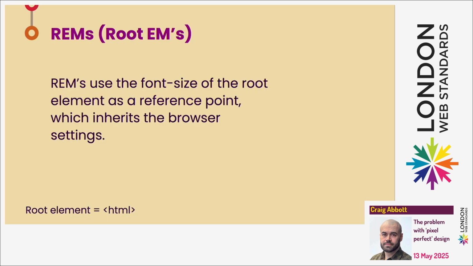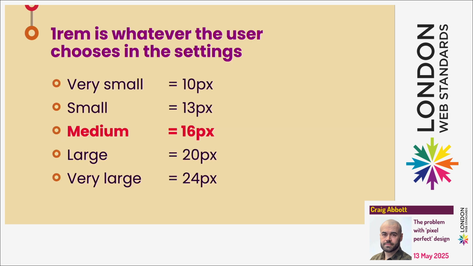So then we've got rems, or root ems, which is the font size of the root element, the HTML tag, if you like, and that inherits from the browser settings. So this time, if we use rems, then we can get access to those user preferences, and we can use this to our advantage. So a rem is whatever the user chooses in the settings. So we said before that could be 16 pixels at medium, it could be very large at 24, it could be very small at 10.